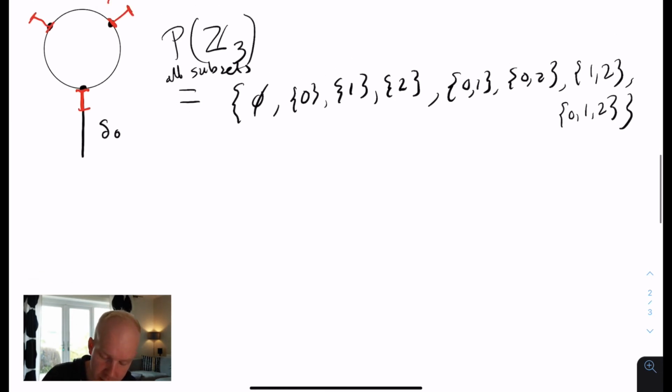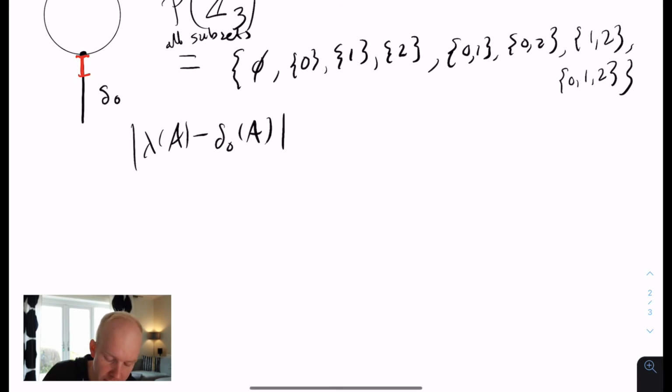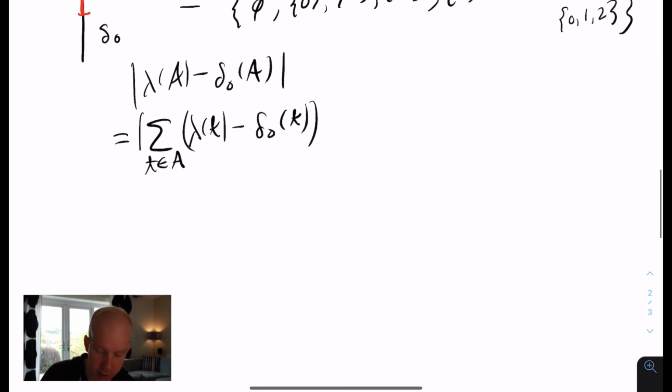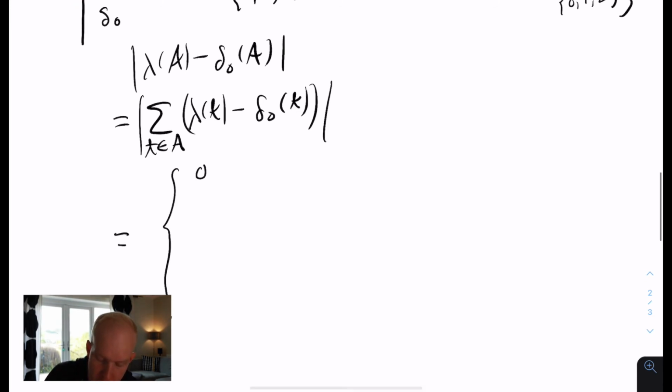Now we can go through them. You could compute in all cases the distance, lambda(A) minus delta 0(A), which gets very tedious. These are the kinds of summations you use if you use the definition. You just use lambda(t) minus delta 0(t), and you would have to compute all these possible subsets. I can write these all out if you want. So this is at the empty set, this is at {0}, A is empty.